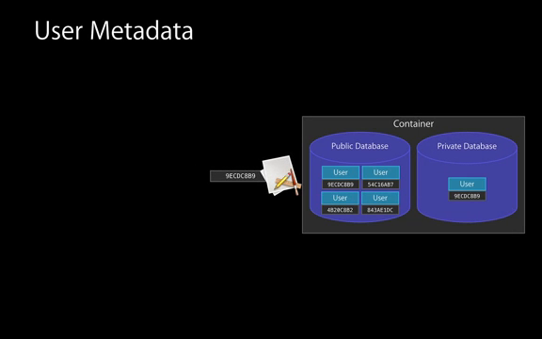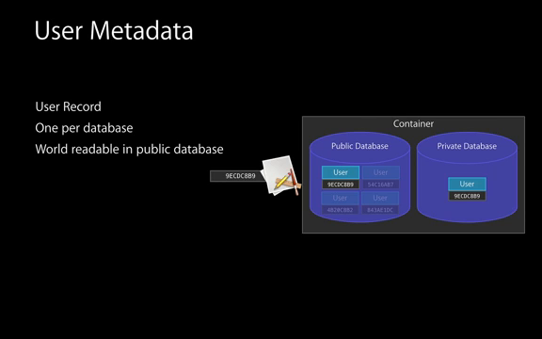Looking inside a container and within a database, we see that there is one user record in the private database. That user record represents your user. There are many user records inside the public database, representing each one of the users of your application. One of them will have a record ID that matches your currently logged in iCloud user's record ID. So, user metadata, exposed via our framework as a user record. There's one per database that represents your current user. User records in the public database, like any other default record, are world-readable.